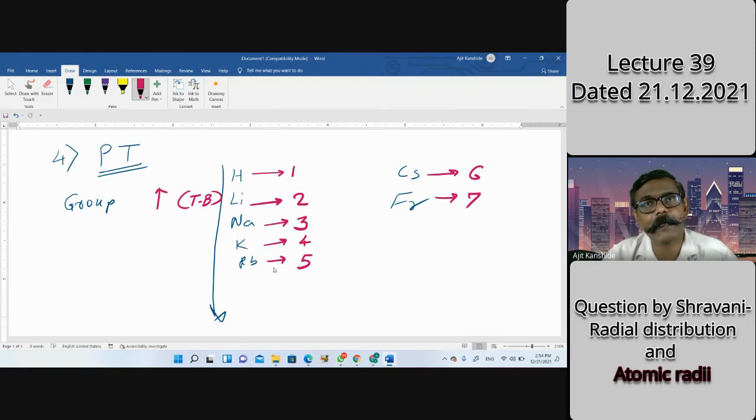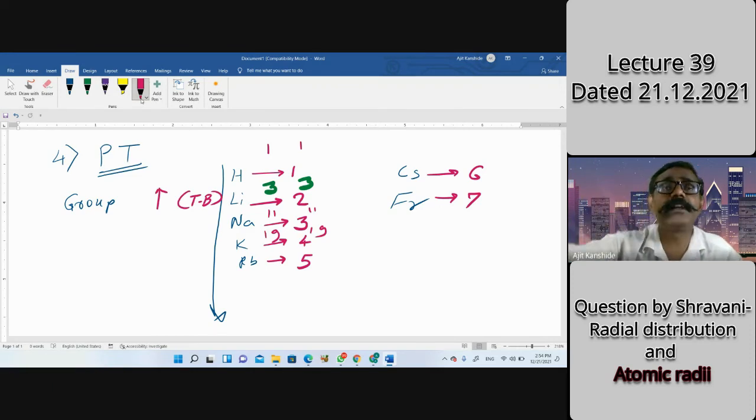So what is expected? All atoms should be of the same size. In hydrogen, there is 1 proton, 1 electron. In lithium, there are 3 protons, 3 electrons. In sodium, there are 11 protons, 11 electrons. Likewise we can continue. The same number of protons and electrons are there, because of that equal attraction should be there. Here we need to consider one phenomenon.